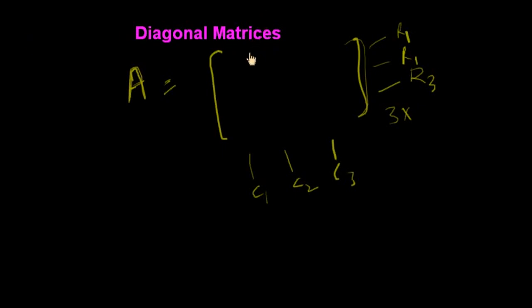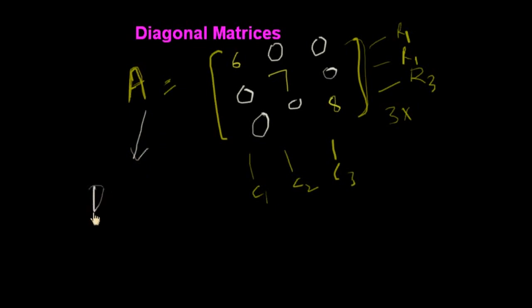Its all elements are 0, but diagonals are not 0. It means 6, 7, 8, suppose these are the diagonal elements and all other elements will be 0: 0, 0, 0, 0, 0, 0. This is the simple example of a diagonal matrix.